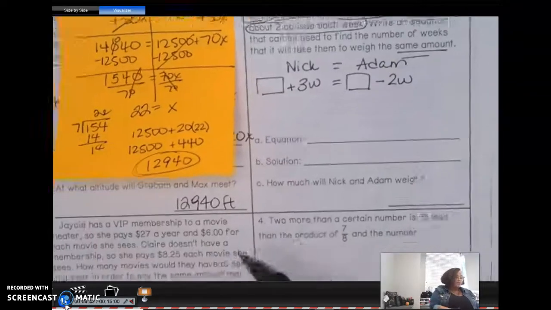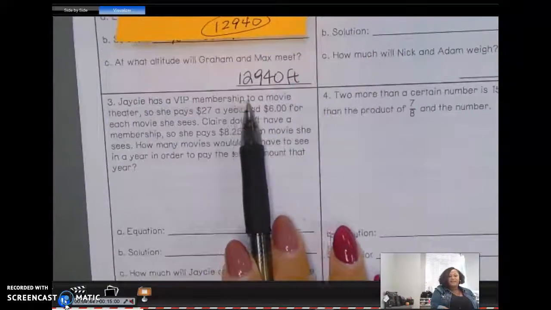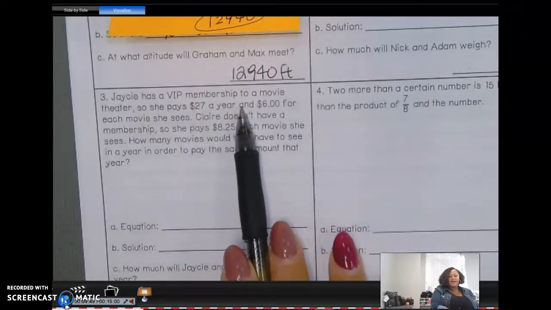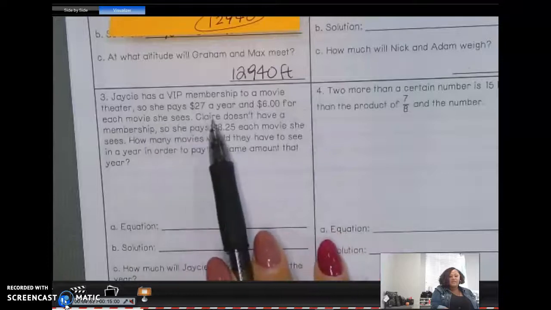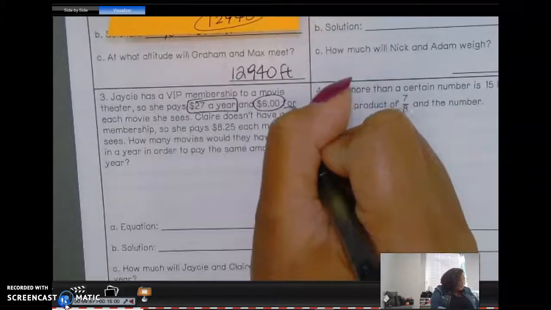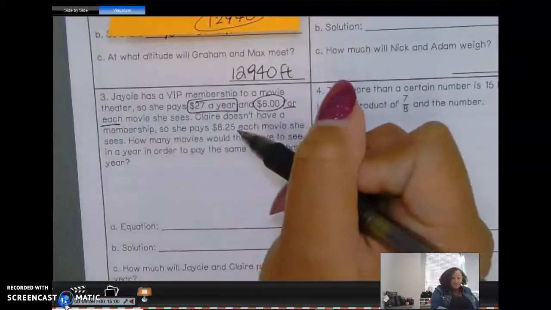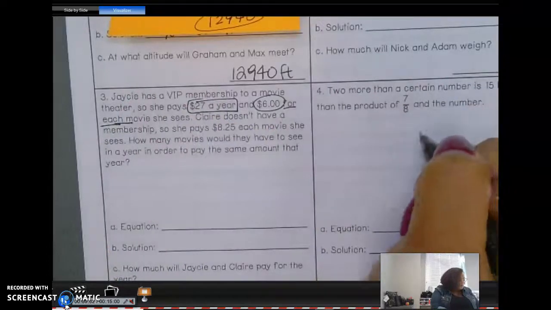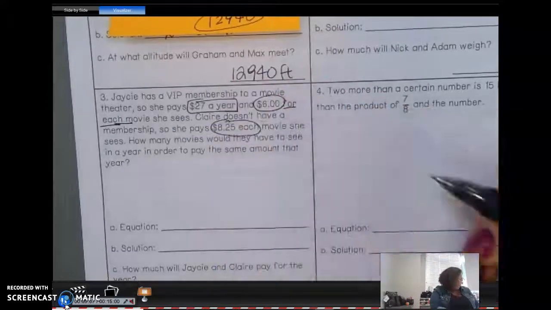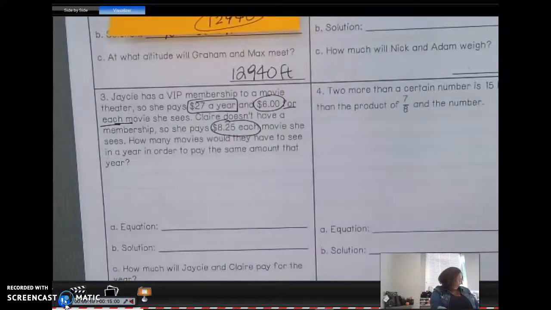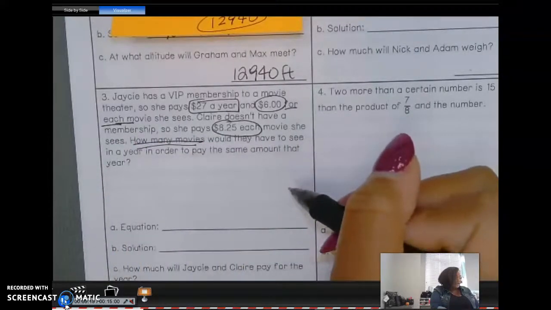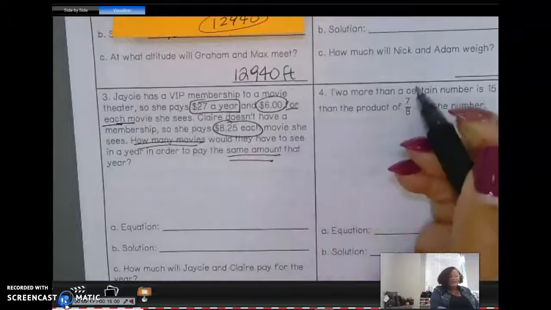Number 3, JC has a VIP membership to a movie theater. So she pays $27 a year and $6 for each movie she sees. This is a one-time fee. It's a constant. $6 for each is my coefficient and variable for each movie. Claire doesn't have a membership, so she pays $8.25 each movie she sees. How many movies would they have to see in a year in order to pay the same amount that year?